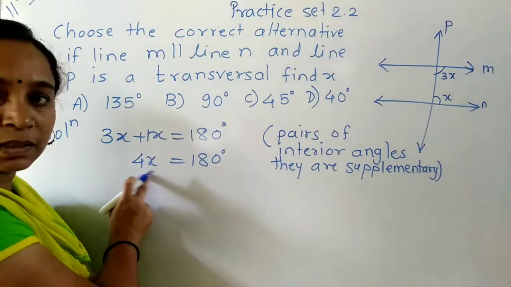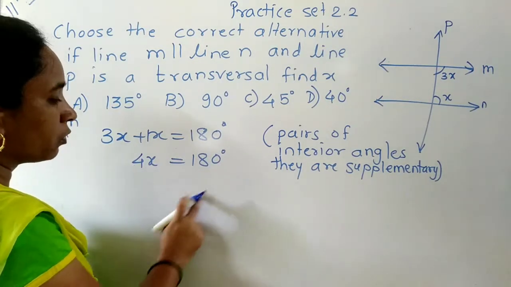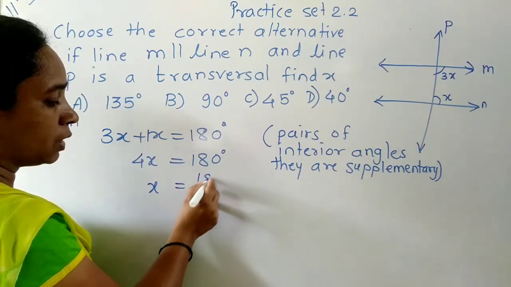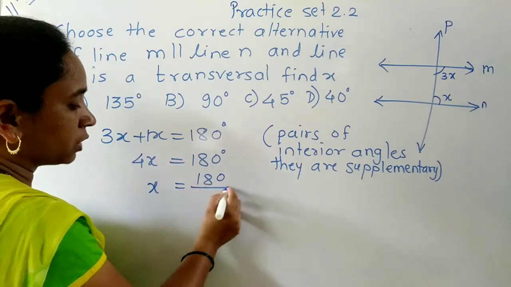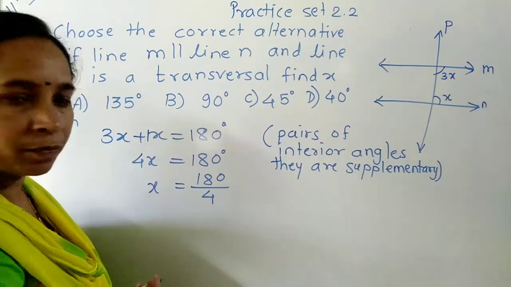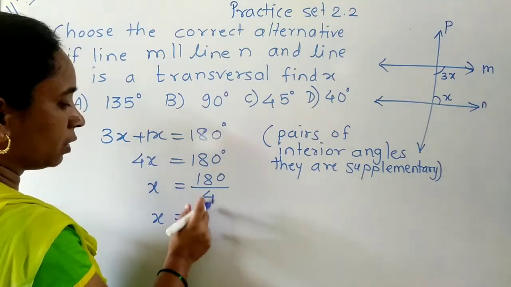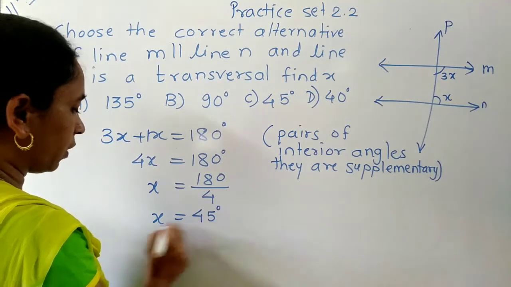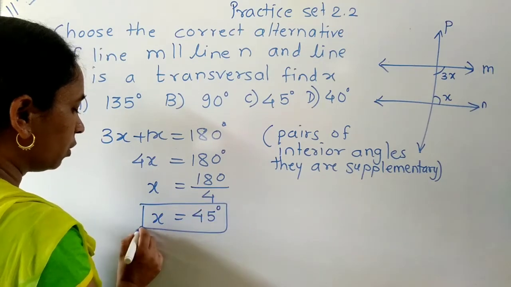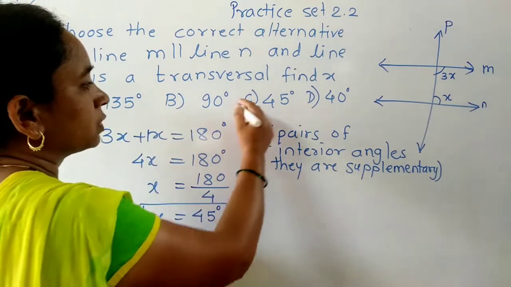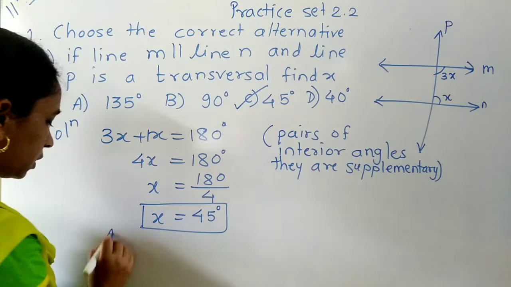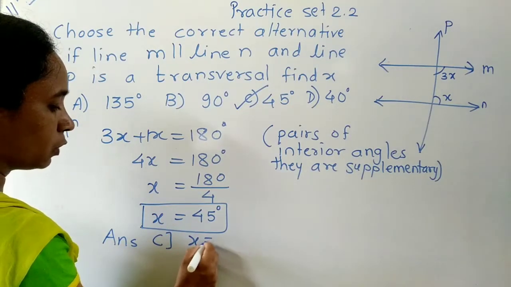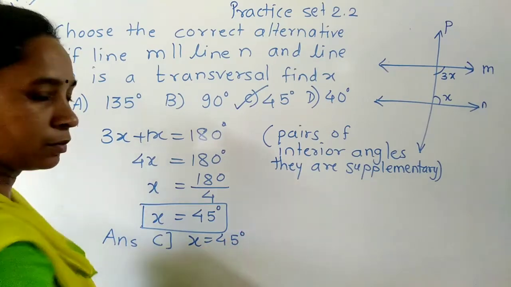Now 4x is in multiplication. If you transfer 4 to this side, only x will be left here and 180 there, and the 4 will come to this side, so it will be in division. If you divide it, we will get the answer: 4 fours are 16, 4 fives are 20. So what is the x value? The x value is 45. That means the answer is option C. That means x is equal to 45 degrees.